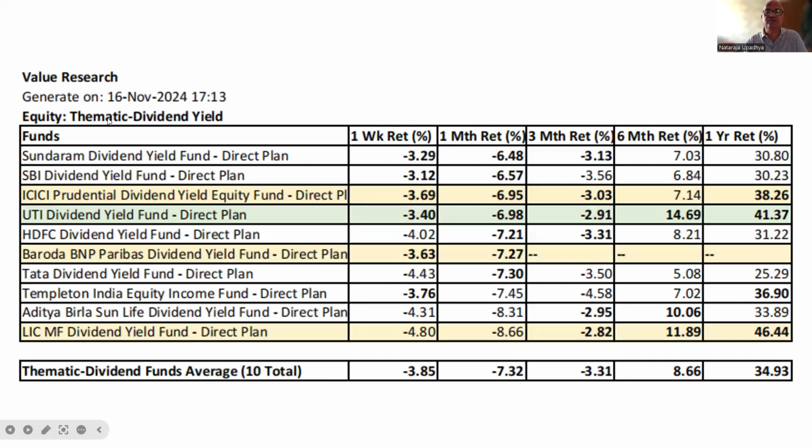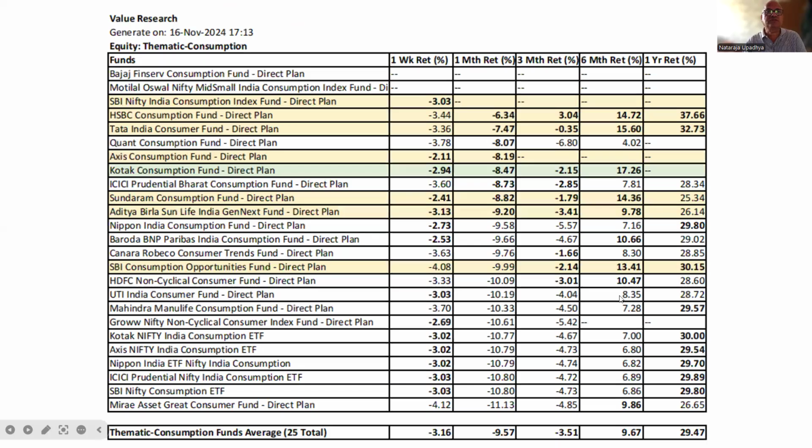Next one is Thematic Dividend Yield Fund. Average annual return is 34.93, but negative for the first 3 timelines. The only one in green, UTI Dividend Yield Fund, with annual return of 41.37%.